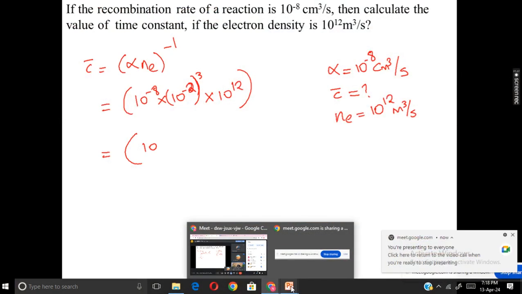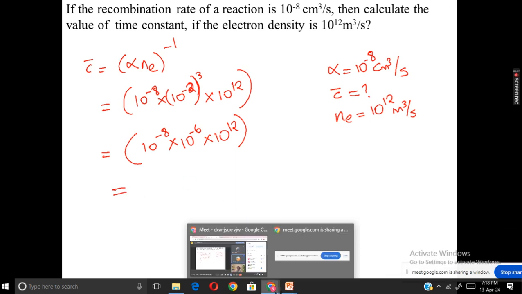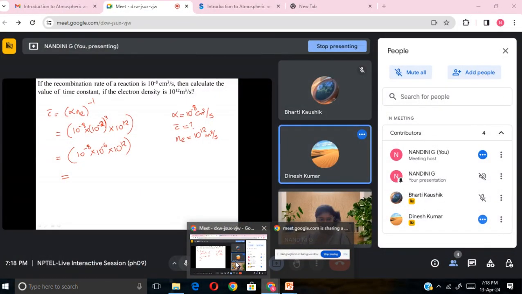Yeah, can you mute yourself actually? Dilip, can you mute yourself?